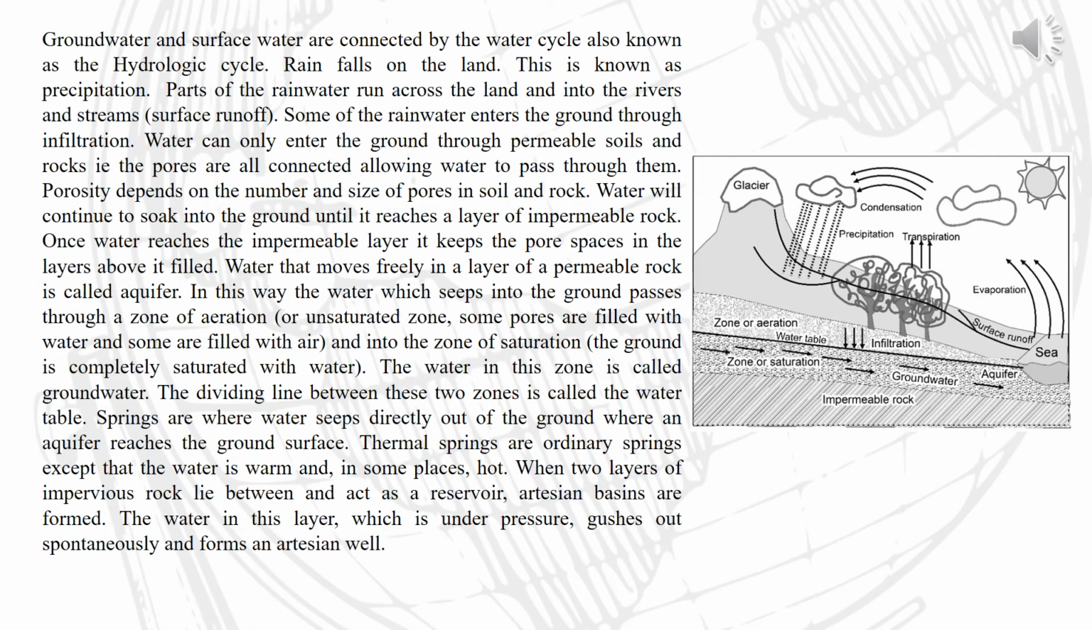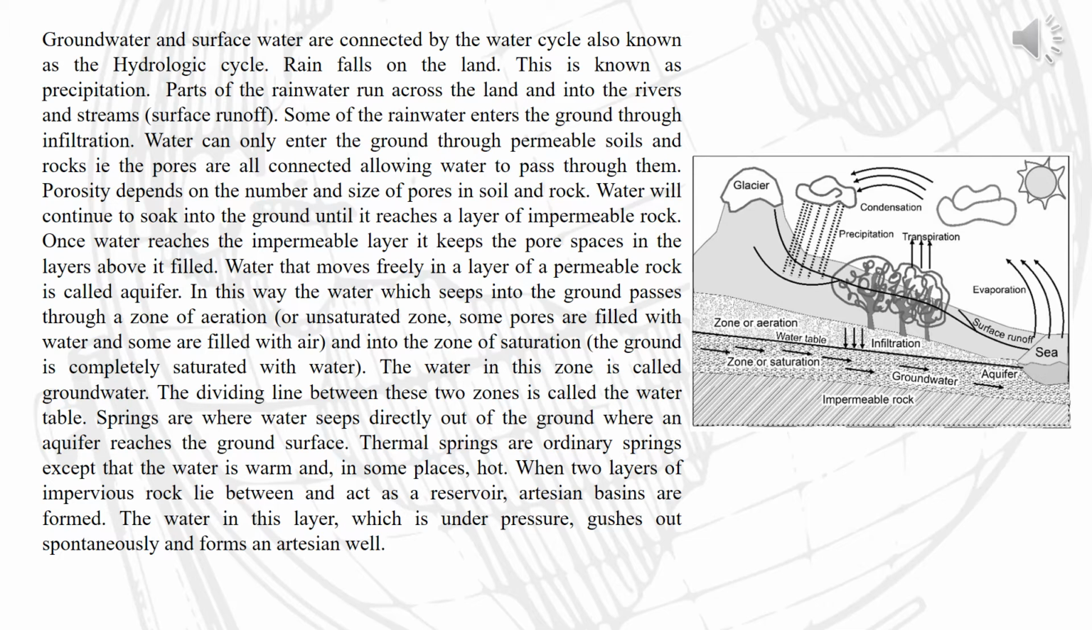Groundwater and surface water are connected by the water cycle, also known as the hydrologic cycle. Rain falls on the land. This is known as precipitation. Parts of the rainwater run across the land and into the rivers and streams, surface runoff. Some of the rainwater enters the ground through infiltration.